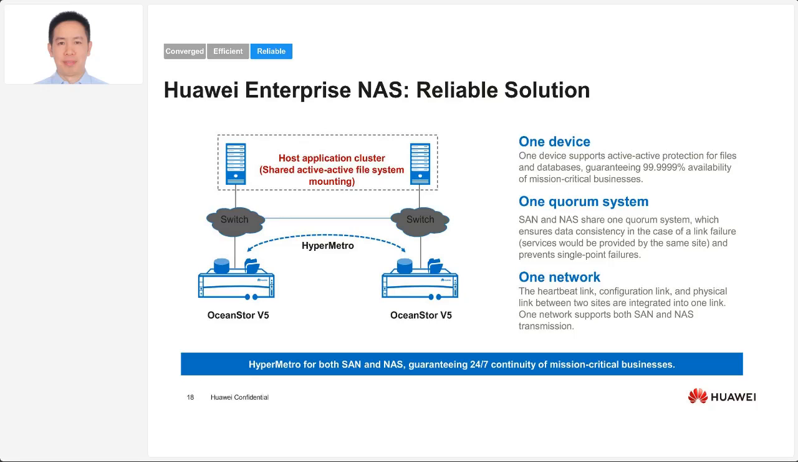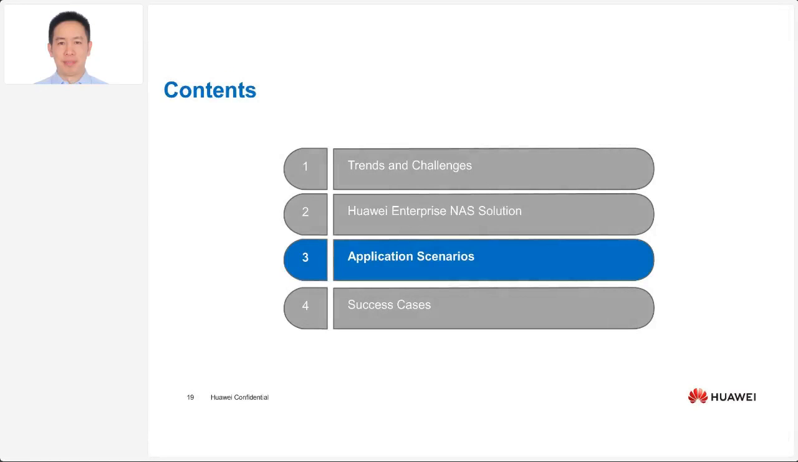And also there will be one networking, with the heartbeat link, configuration link, and the physical link between two sites integrated into one link. So one networking supports both SAN and NAS transmission, as we mentioned previously. Also, it's a gateway-free solution.